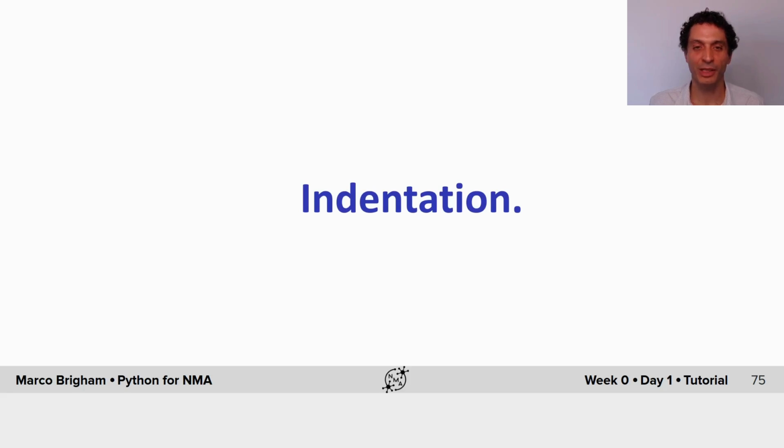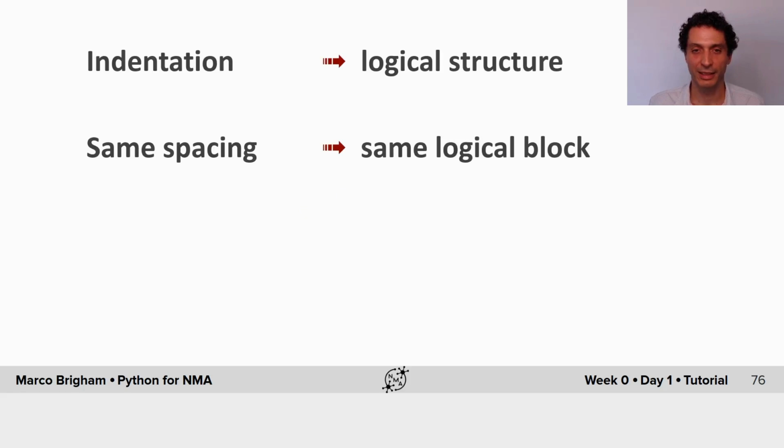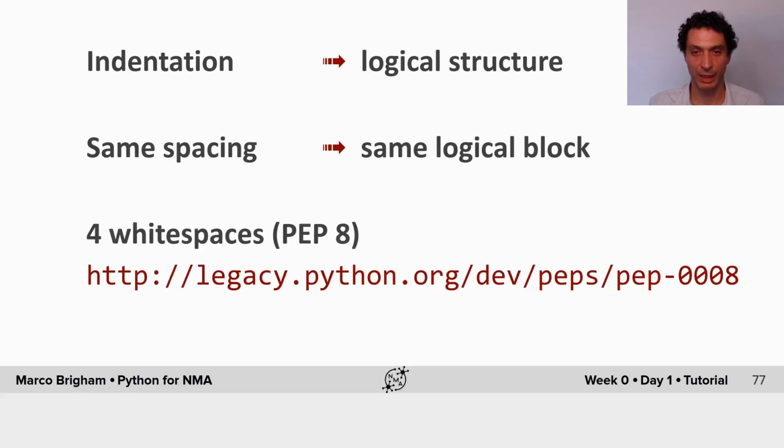Okay, now let's talk about indentation, which we've seen in the examples. So in Python, indentation really represents logical structure. So if we have the same spacing in the block, it is the same logical block. And the standard is to use 4 white spaces. And this is the standard PEP8.